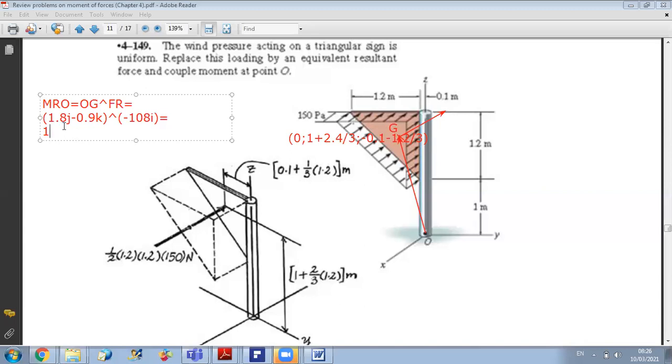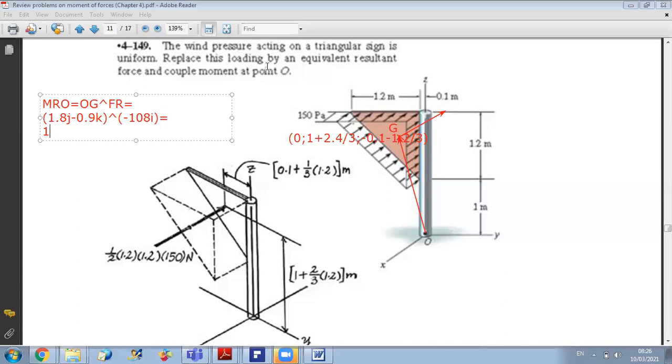If you do 1.8 vectorial minus 100 I, you will get a positive component along k. But if you do the right hand rule for verification, you know that the moment is negative. So you can see that something is wrong. The mistake we made is that we switched the coordinates here. This is z and this is y. Okay, so we should switch them.